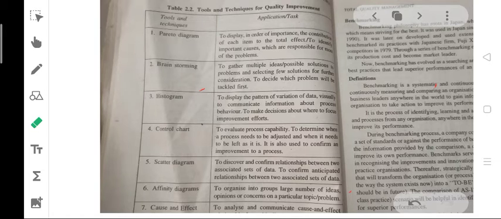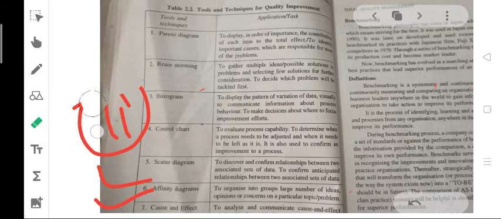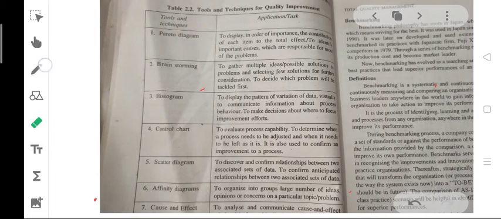So we discussed tools and techniques for quality improvement: the Pareto diagram, brainstorming, histogram and control chart, scatter diagram, affinity diagram, cause and effect diagram, flowchart, tree diagram, benchmarking, and data collection form. These are the 11 tools and techniques, and we discussed them along with their applications and tasks.